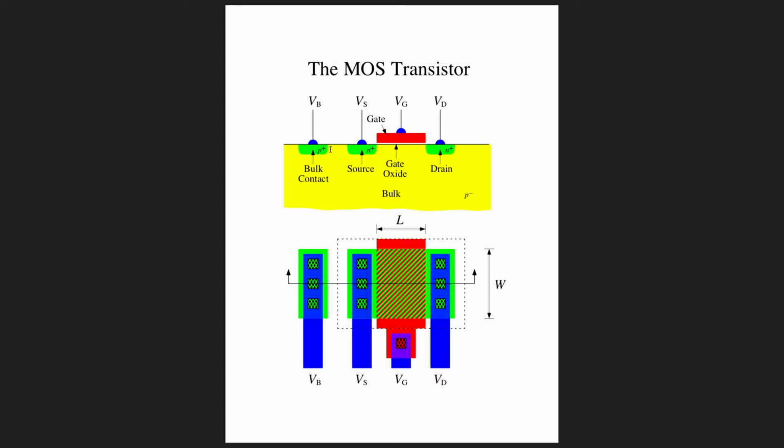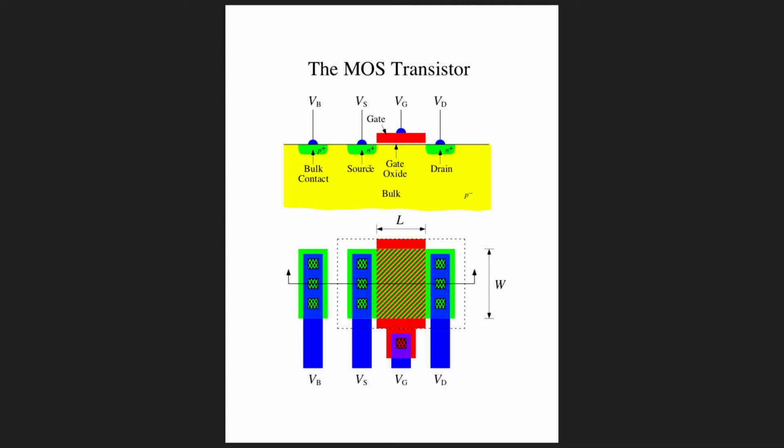And then off to the side someplace we have a heavily doped P region at the surface through which we make electrical contact to the bulk or to the substrate. This is called a substrate contact or a bulk contact. And this particular transistor will be an NMOS transistor, an N-channel metal oxide semiconductor transistor.